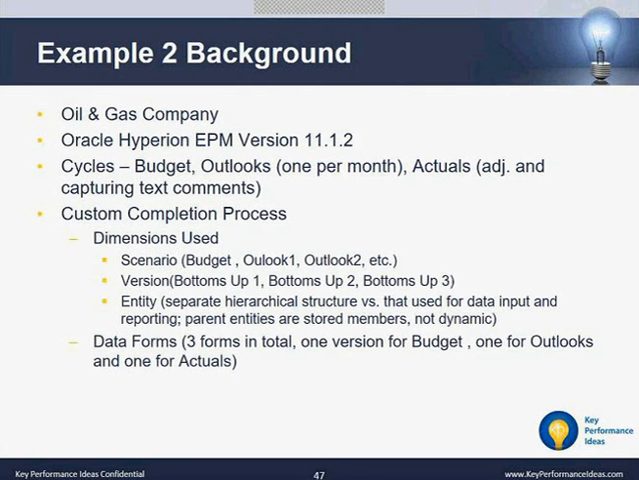One different thing here was that it didn't use their hierarchy for the entity dimension. Instead, they wanted to do the completion process at a higher level of parents. So we created some additional, basically dummy members for the completion process to represent those divisions that they were doing the completion process at, instead of the individual entities. So there were 3 data forms in this example: 1 version for budget, 1 for the outlooks, and 1 for the actuals.